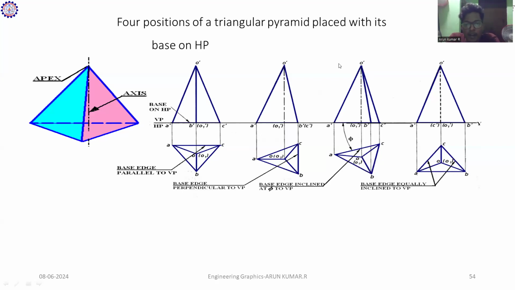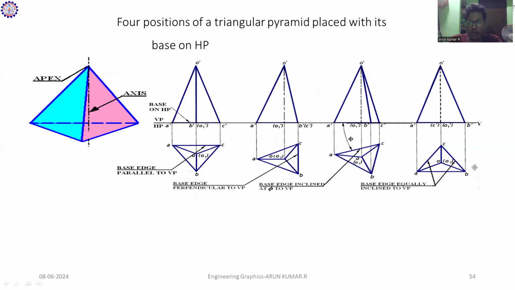Good morning. In this lecture series, we will see the other two conditions while placing the pyramid type of solid. Okay, so let's move on to the problems. Here I have to take two conditions: the base edge is inclined to VP, and the base edge is equally inclined to VP. So in this class, we are discussing these two cases.